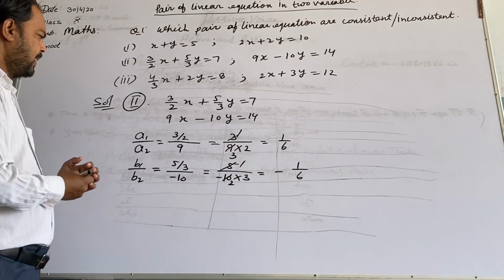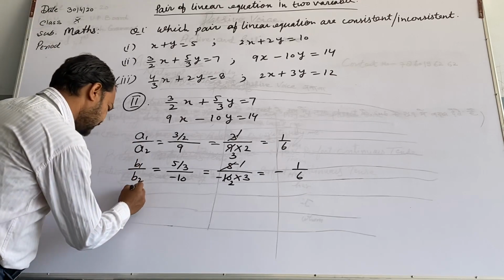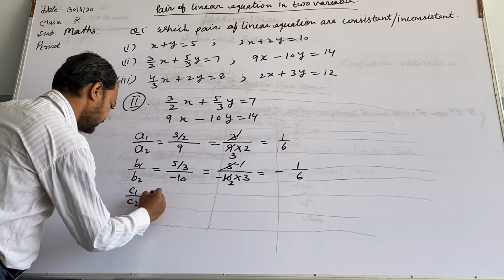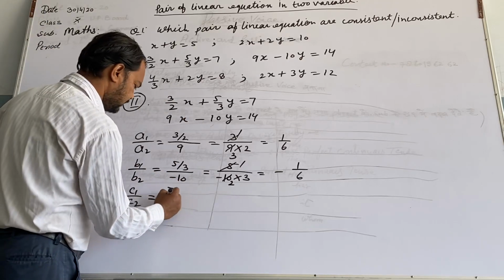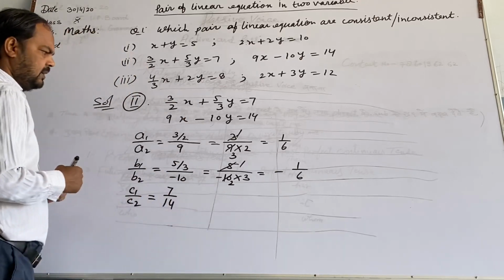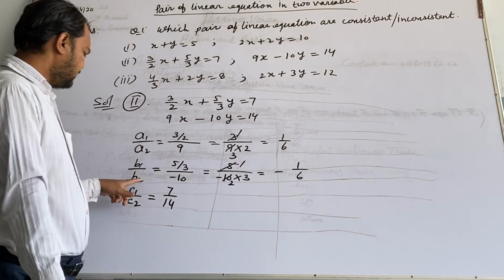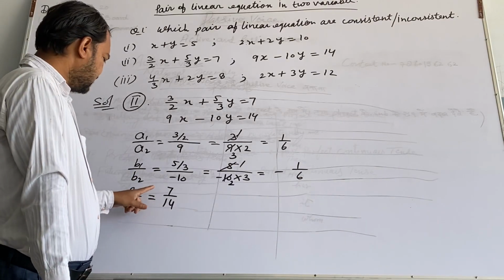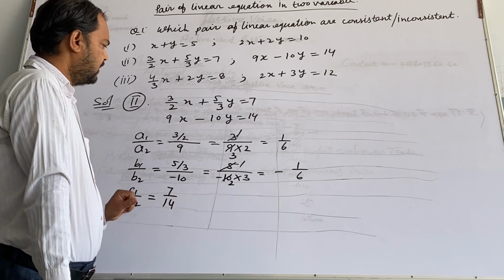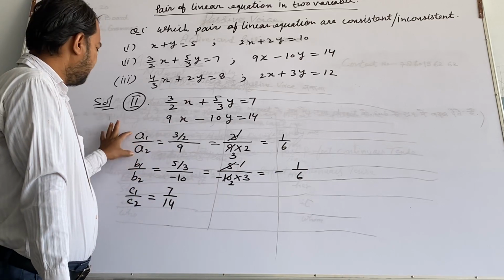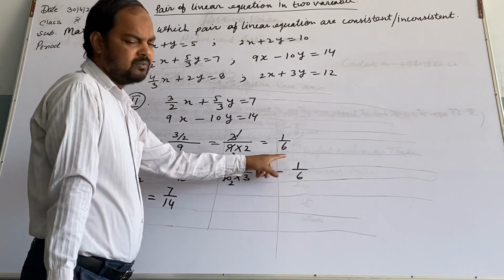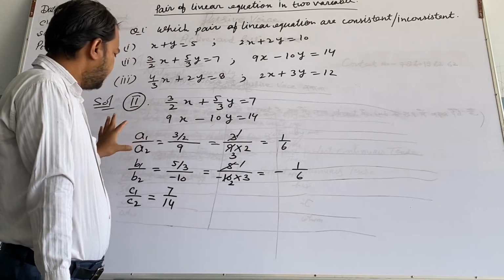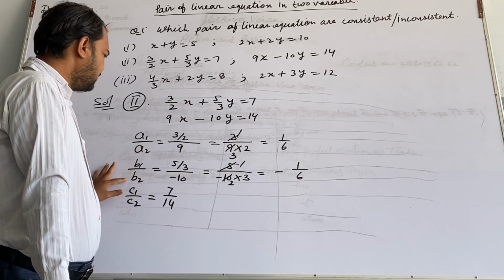So no problem. Now again try to find out c1 upon c2. c1 upon c2 means 7 upon 14. We observe here a1 upon a2 is 1 upon 6, but b1 upon b2 is minus 1 upon 6. So a1 upon a2 is not equal to b1 upon b2.